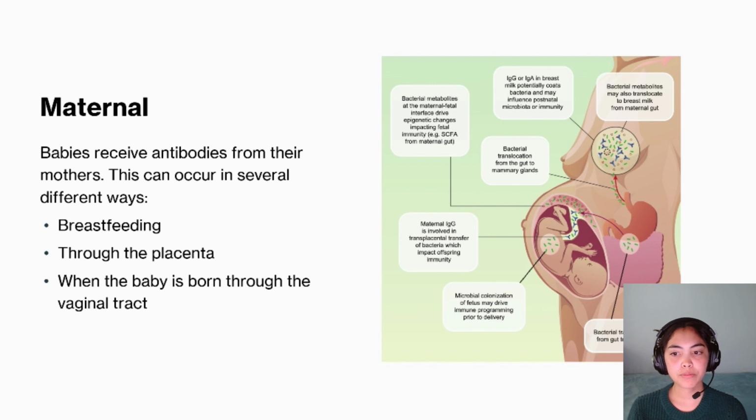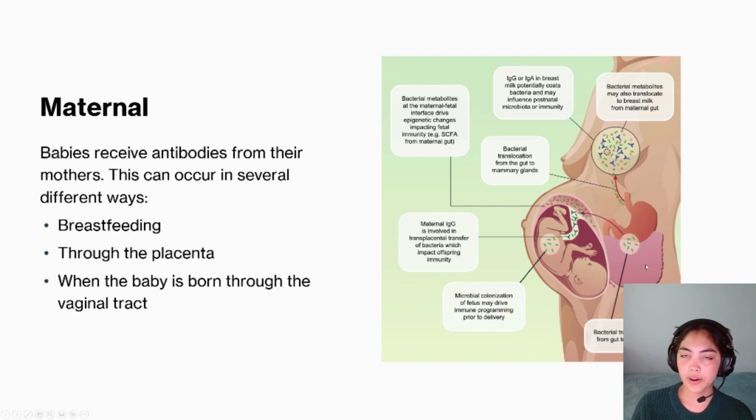So when we're having a look here, we as babies receive antibodies from our mother through breastfeeding, through the placenta, and even through the vaginal tract here. Okay, so I want you to think about what some of the complications are for a baby who has been born through a C section or a baby who has had a natural birth, and think about the effects of the antibodies there.